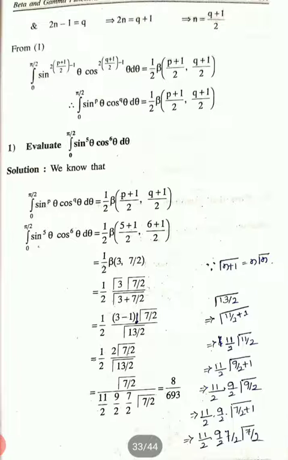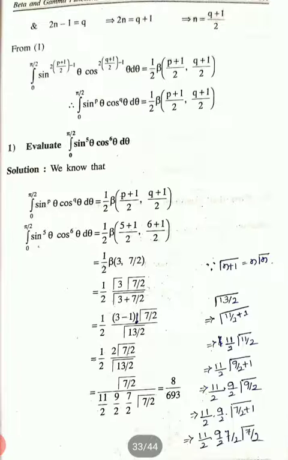Solving this, we get 1 by 2 beta of 6 by 2, that is 3, and here 7 by 2. Here, applying the relation between beta and gamma functions, that is beta of m, n is equal to gamma m into gamma n divided by gamma of m plus n, we have to put using that formula. What do you get? Gamma 3, gamma 7 by 2 divided by gamma of 3 plus 7 by 2, with 1 by 2 as it is.